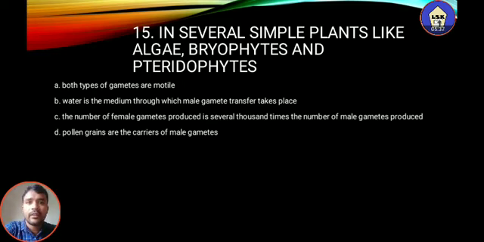Option D is definitely wrong, because pollen grains are not produced by these plants. What about option C? The number of female gametes produced is several thousand times the number of male gametes produced.